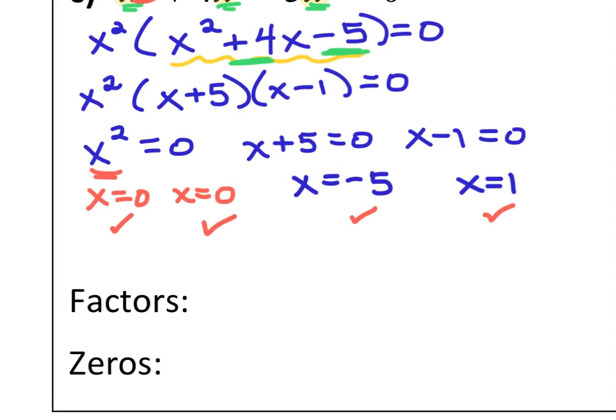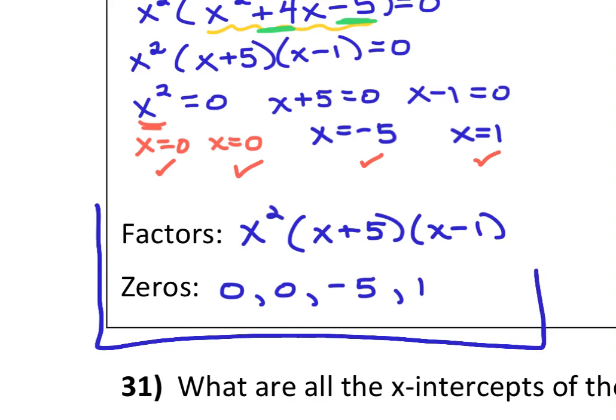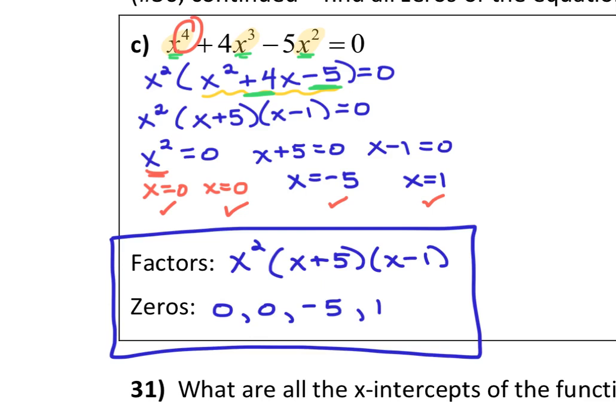So your factors are x squared, x plus 5, and x minus 1. And your zeros are 0, 0, negative 5, and positive 1. And of course you're thinking, she forgot to write x equals. Yep, she forgot to write x equals. So the zeros are x equals 0, 0, negative 5, and 1. My apologies.